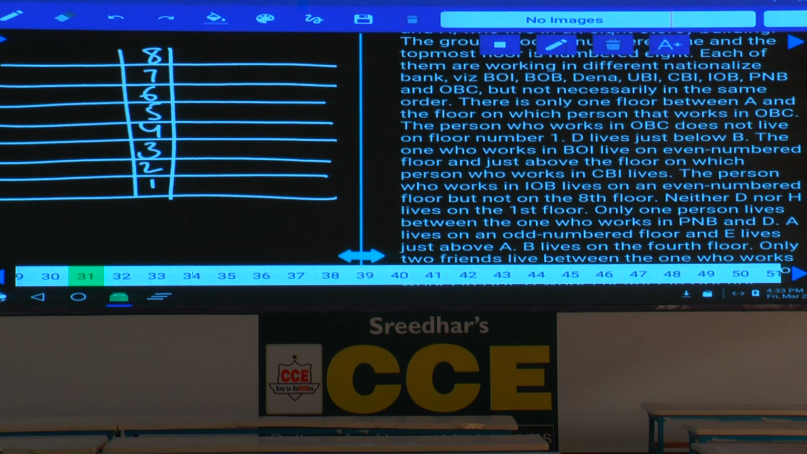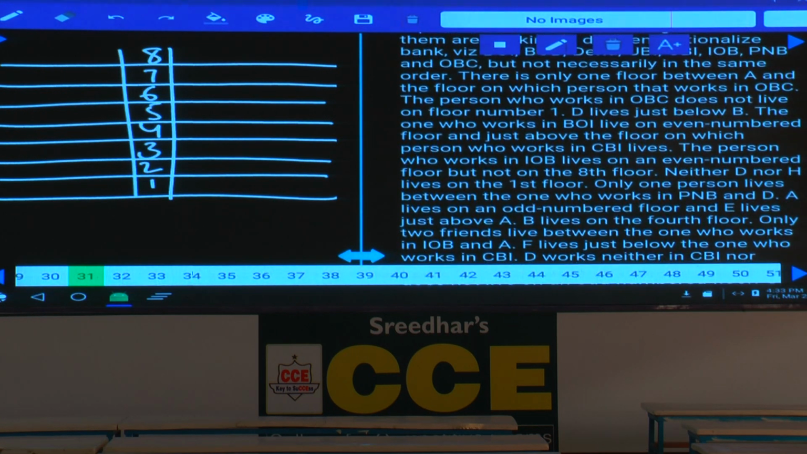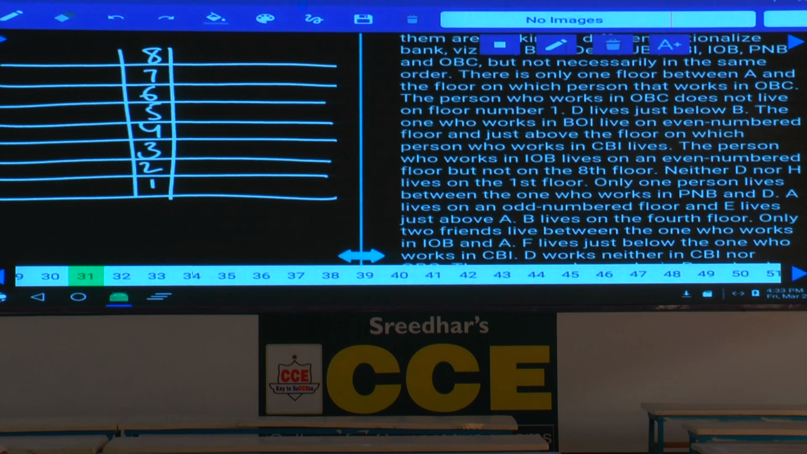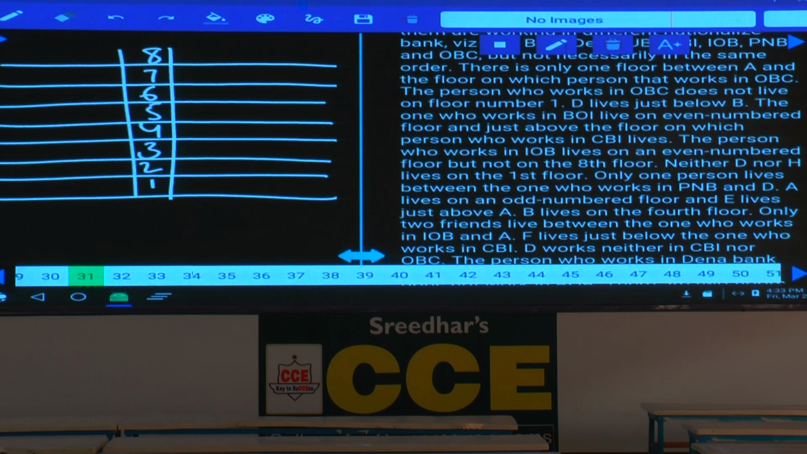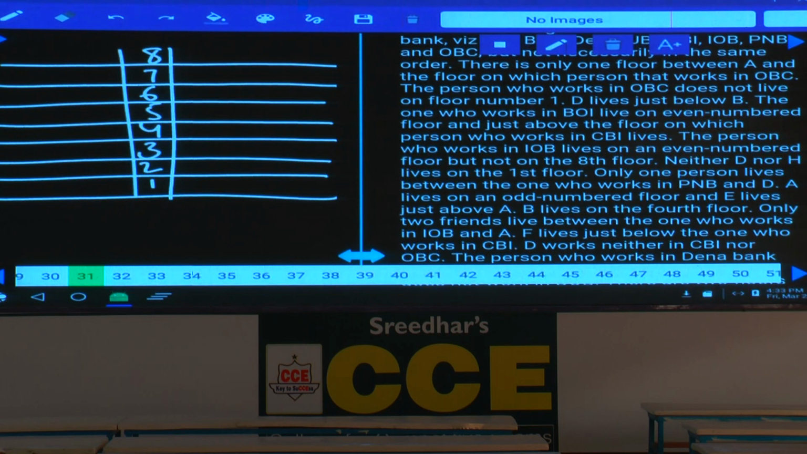There is only one floor between A and the floor on which the person works in OBC. Now A and OBC, how many persons must be there? There must be only one person between. If A is here, blank, OBC will be here, or vice versa. The person who works in OBC does not live on floor number 1. Hence OBC cannot be on floor number 1, hence it is invalid.